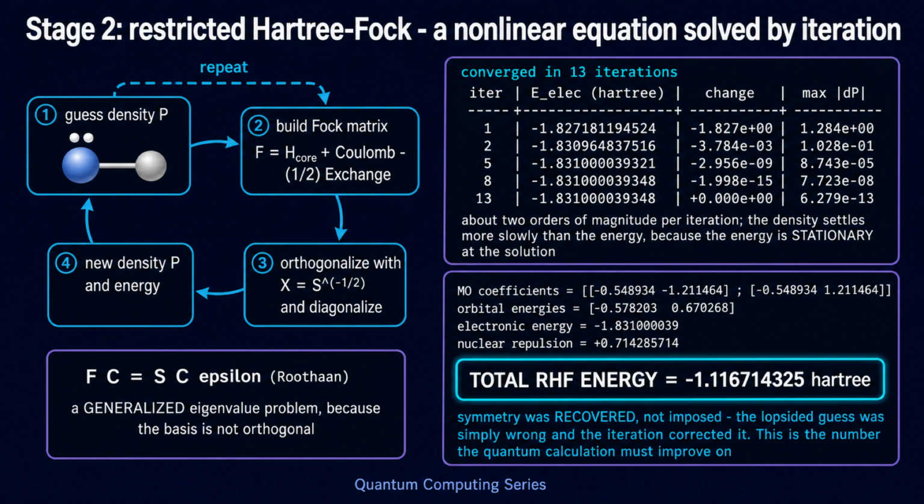2 things to notice. Symmetry is recovered, not imposed. The occupied orbital converges to an equal, symmetric bonding combination that the initial guess had broken. And the total energy is minus 1.116714 Hartree. That is the number the quantum calculation must improve on.